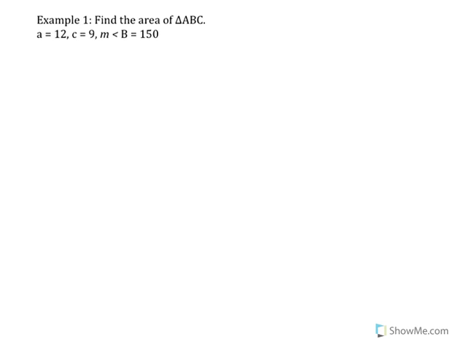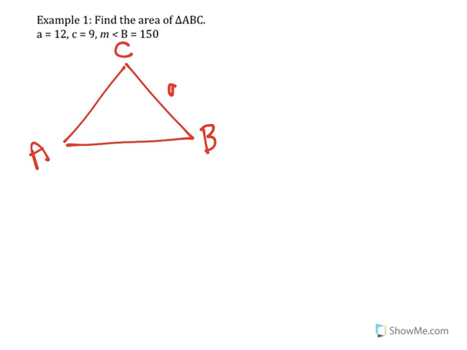So the first example says, find the area of triangle ABC. I'm just drawing triangle ABC; you can draw it with B up top, it's up to you. Just go in order, don't go jumping around like crazy. They tell me a is 12, c is 9, the measure of angle B is 150. Remember, little a is opposite angle A, so side a is 12, side c, opposite angle C, is 9, and that does matter. You need side c opposite angle C. And then the measure of angle B is 150 degrees.